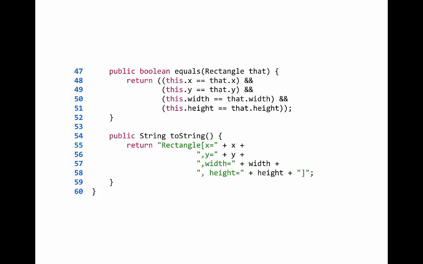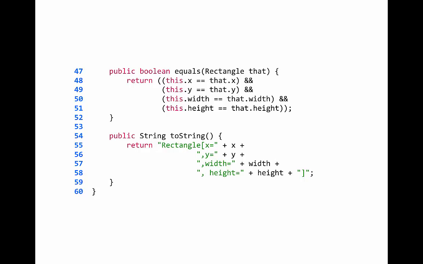Finally, we come to the equals and toString methods. As we'll learn in a future video, the equals and toString methods are inherited from Java's ultimate superclass, Object. You should almost always override the equals and toString methods. The default behavior of the equals method is to return true if two objects reside in the exact same memory location on your computer. Here, we're implementing the equals method so that two rectangles are equal as long as they have the same coordinates and the same dimensions, regardless of where they reside in memory.